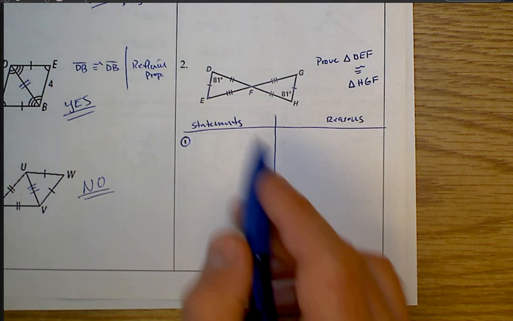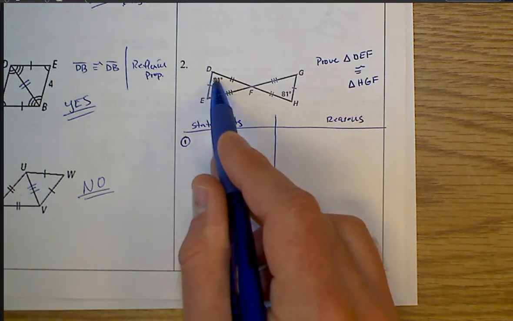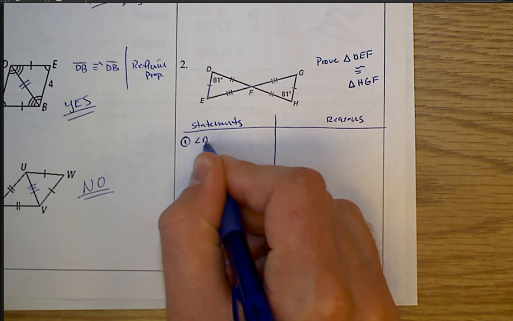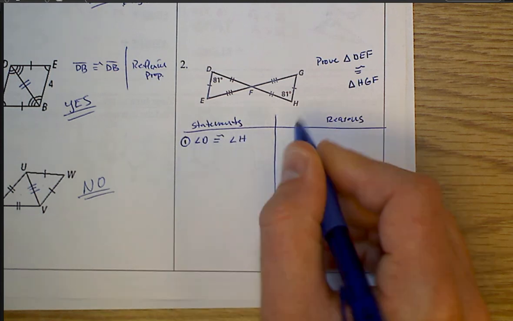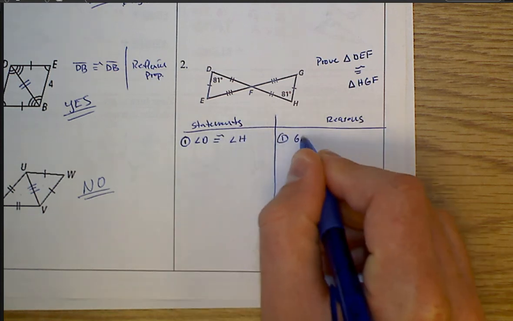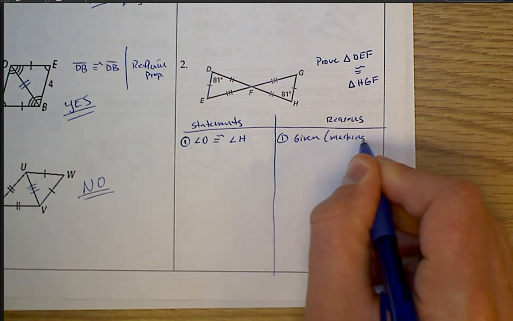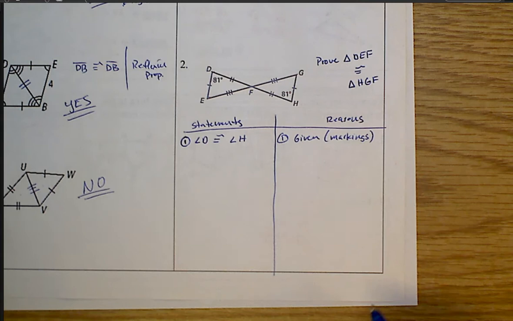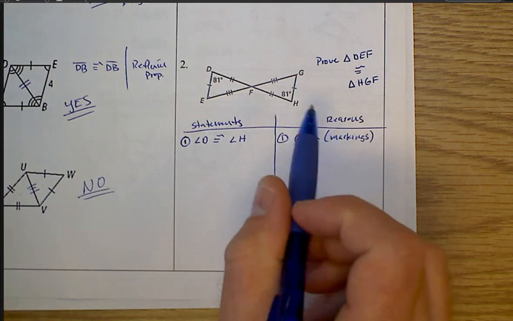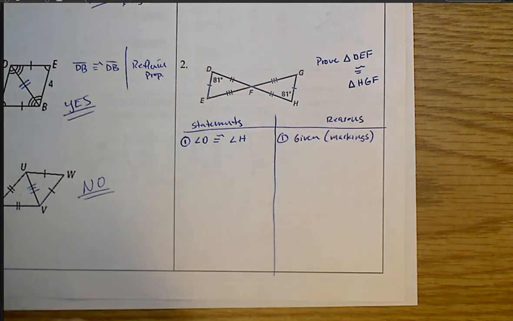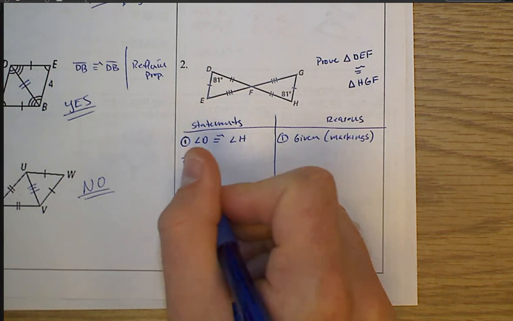So for example, I know that angle D is equal to angle H. Angle D is congruent to angle H. And the reason I know that is given to me, right? Some people will put markings down. It's in the markings, okay? Let's focus on angles here. Number 2, we're doing all the angles, all right?